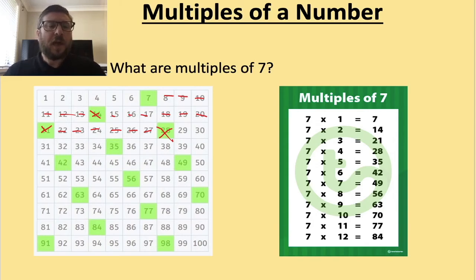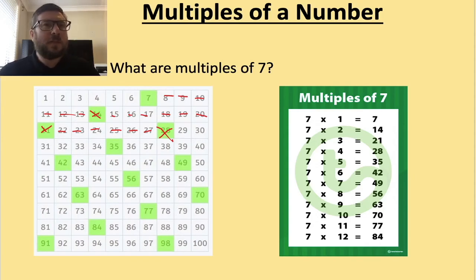So remembering, a multiple is just the numbers that times together using that number. So all the multiples of 7 are 1 times 7, 2 times 7, 3 times 7, 4 times 7, 5 times 7, 6 times 7. They're all the multiples of our numbers.